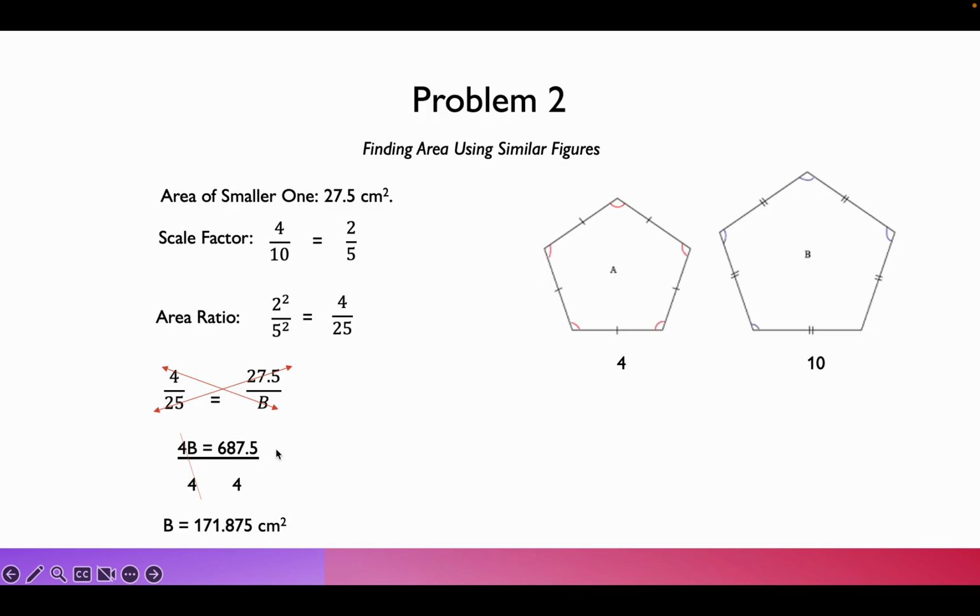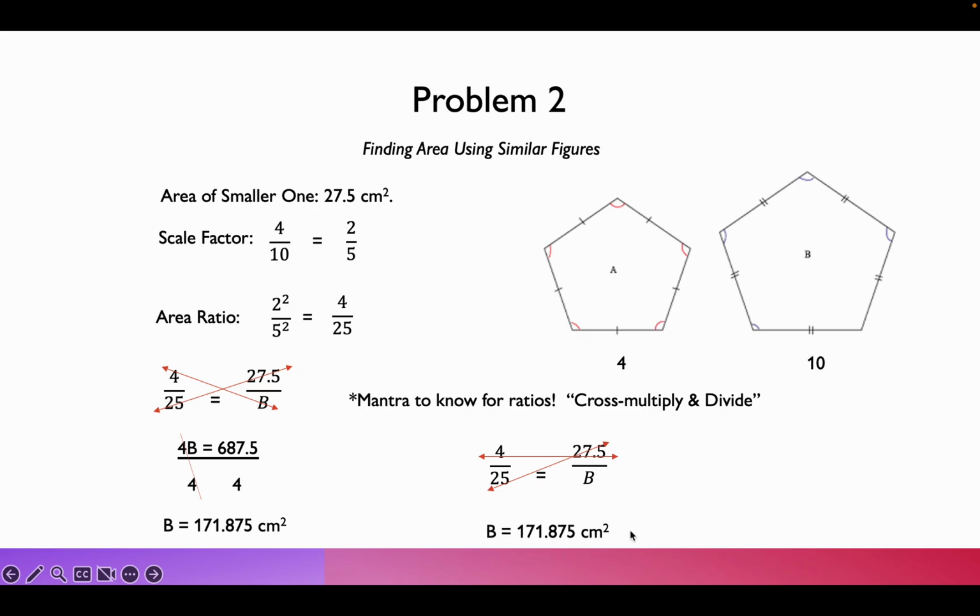Pay close attention to those arrows up here, because this can all be really simplified if you get used to going through this sequence. The mantra to know for ratios: cross multiply and divide. Cross multiply and divide. The people who do this quickly with the calculator without having to write anything down just go 25 times 27.5, and then they divide it by 4. And that gives you the answer.